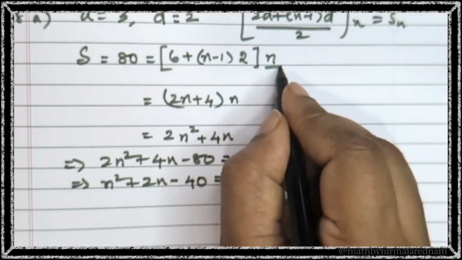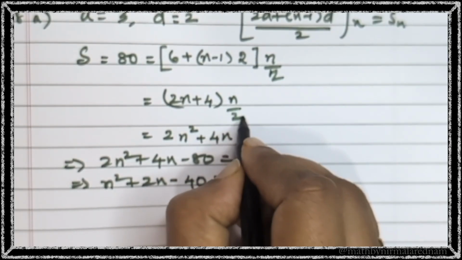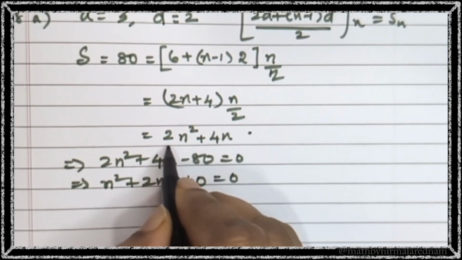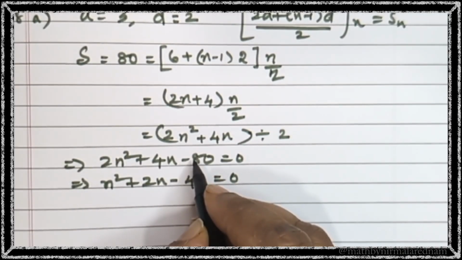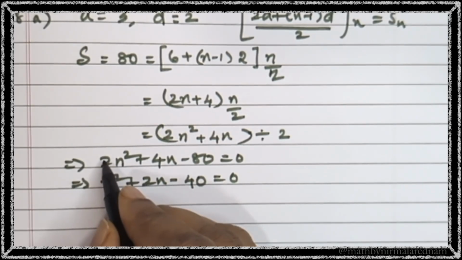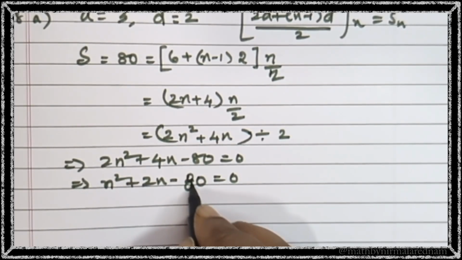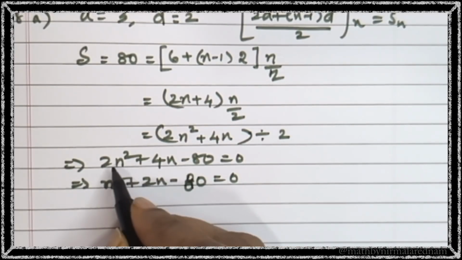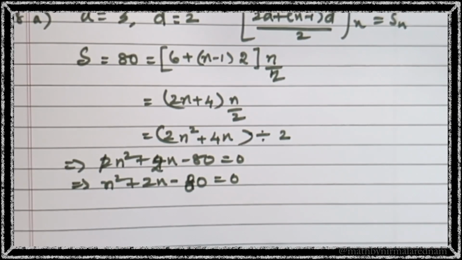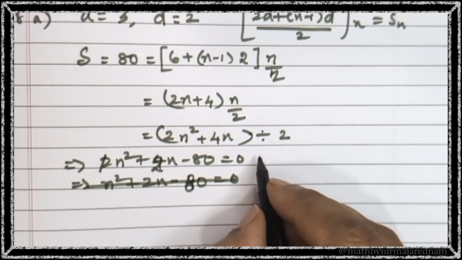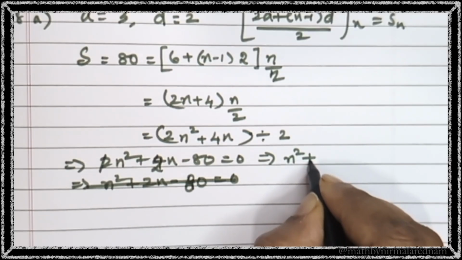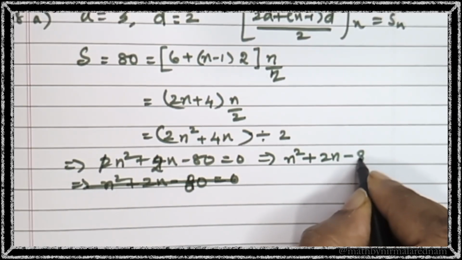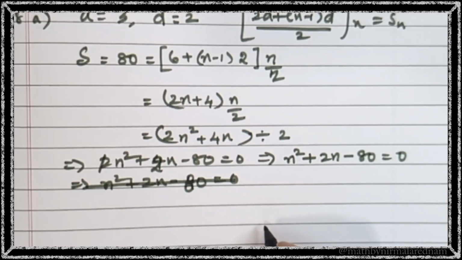Sorry, here I have to divide by 2. So here I have divided by 2, and here it is n square plus 2n minus 80. Here it will be n square plus 2n minus 80 equal to 0. So now I'll write it down neatly again: n square plus 2n minus 80 equal to 0.